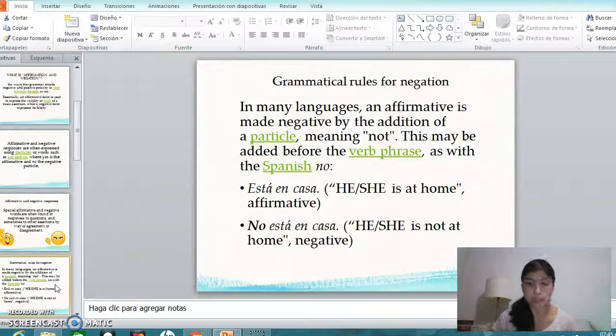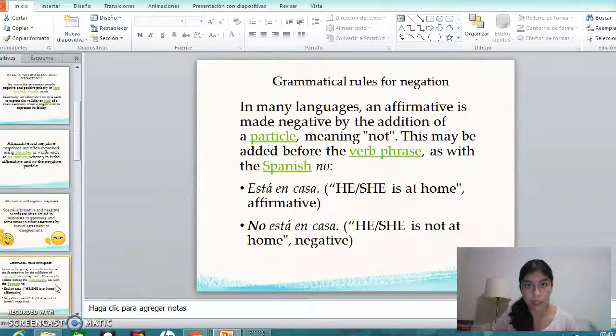Okay, negative. This may be added before the verb phrase, as with the Spanish no. It's exactly the same as in English. Here, we can see two examples in Spanish and then the translation in English.